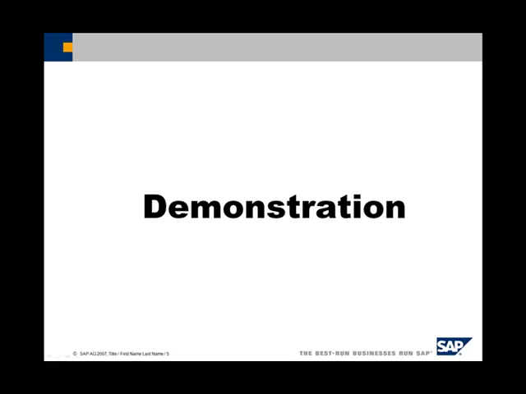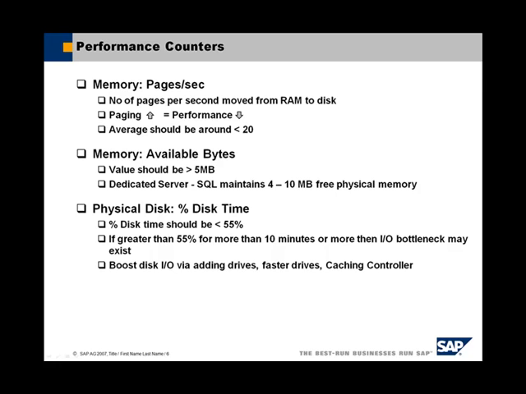So now we've gone through the process of building our logs. Let's take a couple of seconds and go back and review exactly what the counters were that we captured and why we captured those counters. So again, the first one we did was our memory. We captured our pages per second, and this measures the number of memory pages that are moved from RAM to disk and from disk to RAM.